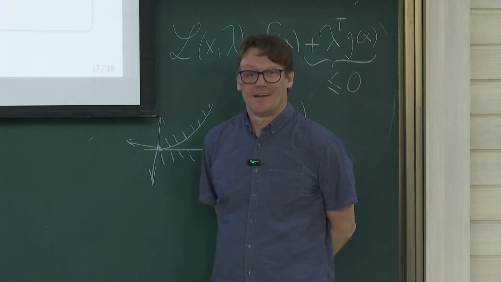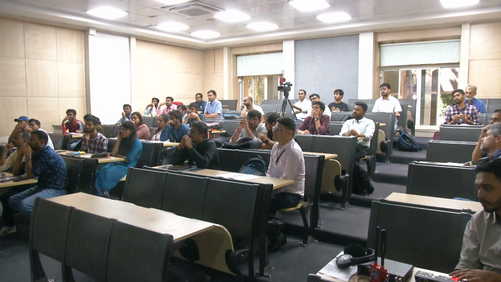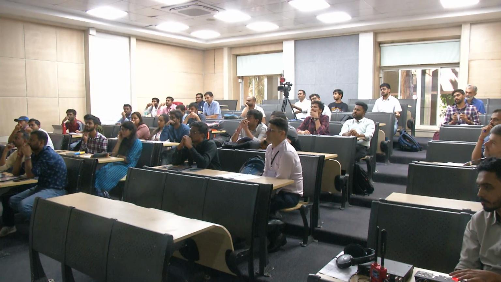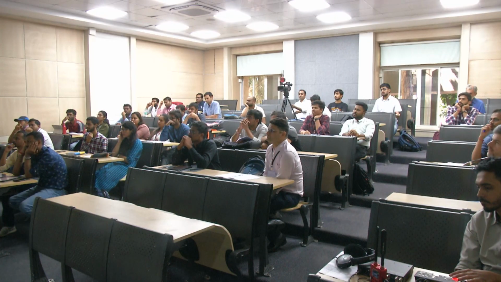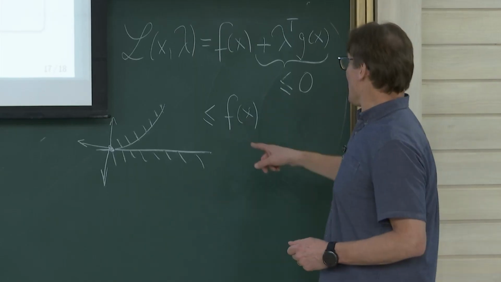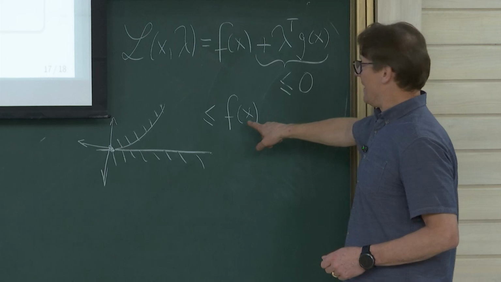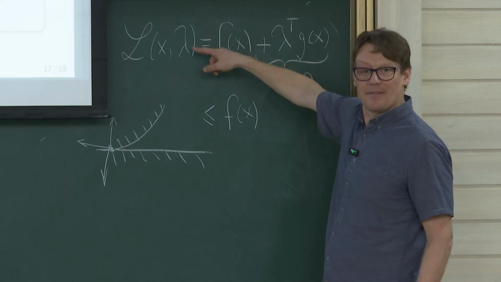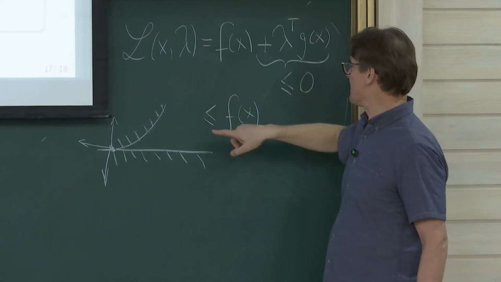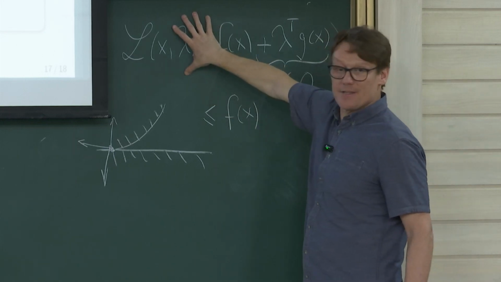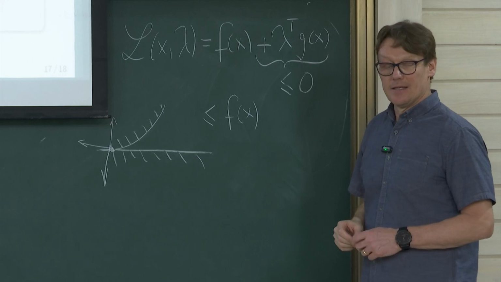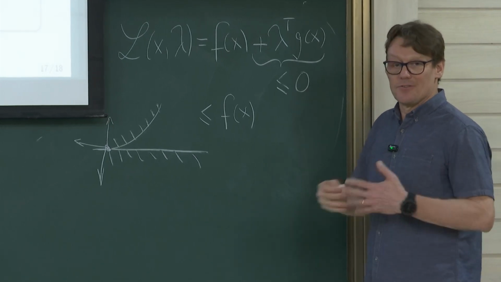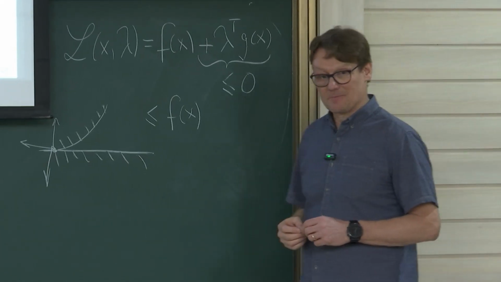So if primal is non-convex, can dual help in some way? If the primal problem is non-convex, it still gives me a lower bound, but now there's a gap. There's potentially a duality gap between the solution that I get here. This will be strictly less than the solution that I compute here. So it's not clear how much the dual can help in that case.